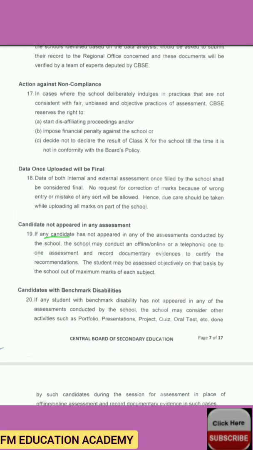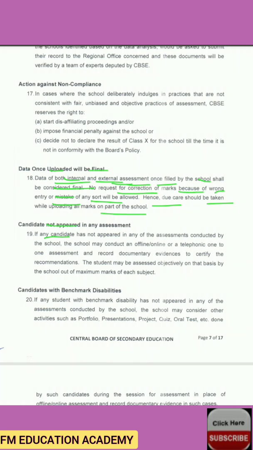One more important point here is that data once uploaded will be final. Data of both internal and external assessment. There is internal assessment of 20 marks and external assessment of 80 marks. Once filled by the school, it shall be considered final. No request for correction of marks because of wrong entry or mistake of any sort will be allowed. So whenever they upload, they have to upload very carefully. Hence, due care should be taken while uploading the marks on the part of the school.